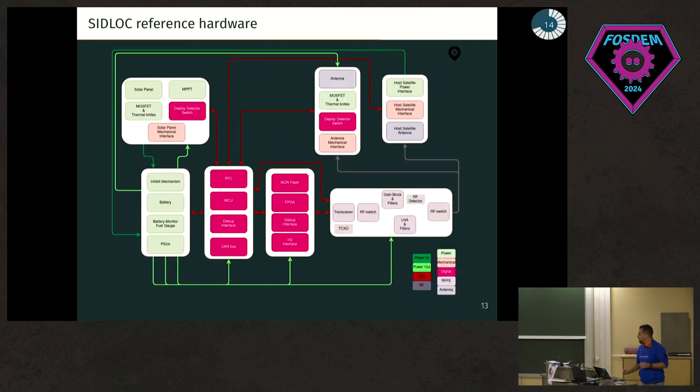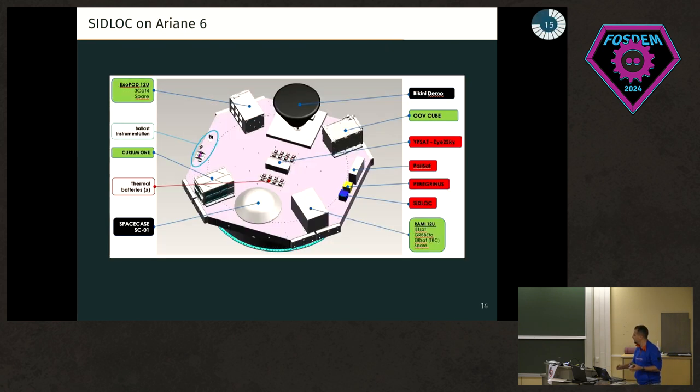So all of these components are inside this cube. Regarding its size, it could be far smaller. But we got an opportunity to fly with Ariane 6, the new rocket from ESA and Ariane.